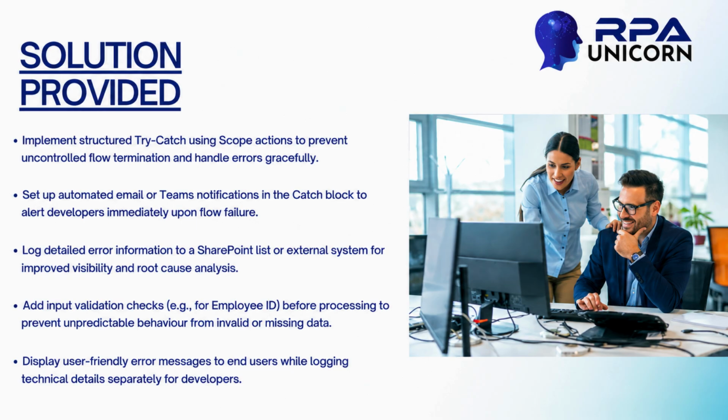Let's look at the solution provided to overcome them. To tackle these challenges head on, we implement a structured try catch pattern using scope actions, which prevents sudden terminations and handles errors gracefully. Within the catch block, we can set up automated email or Teams notifications to alert developers the moment a failure occurs, alongside logging detailed error information into a SharePoint list or external system for deeper visibility and root cause analysis. Furthermore, we address data integrity by adding input validation checks, such as verifying an employee ID before processing begins, and we enhance the overall experience by displaying clean, user-friendly error messages to end users while keeping the messy technical logs safely stored away for our development team.